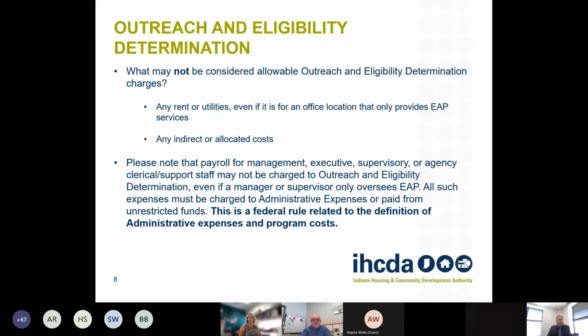And I know I've mentioned it a couple times, but I just really want to hammer home the point that payroll for management, executive, supervisory, or agency clerical and support staff may not be charged to outreach and eligibility determination, regardless of duties being carried out or regardless of what departments are overseen by that person. All such expenses must be charged to administrative expenses, or they may be paid from unrestricted funds. And this is a federal rule related to the definition of administrative expenses and program costs.